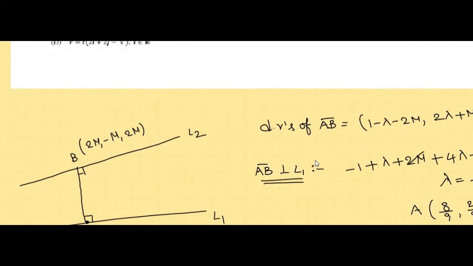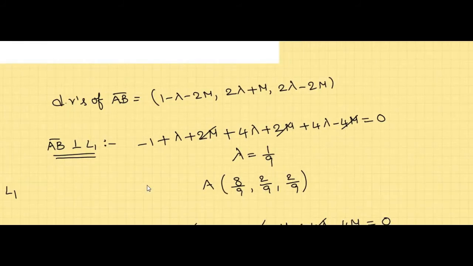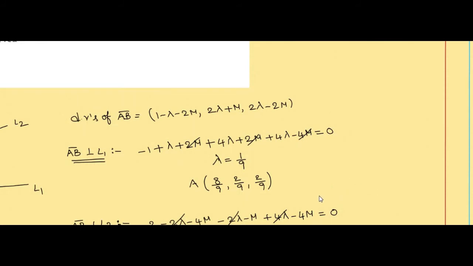In this case, what I do is, this is L1 and L2. I write a general point on L1 and a general point on L2. Afterwards, the line AB bar is perpendicular to L2 as well as L1. So we apply the condition that the DRs of AB bar are perpendicular to L1, using A1 A2 plus B1 B2 plus C1 C2 equals 0. Then lambda is equal to, luckily the mu got cancelled. To make the calculation much easier, they made it in such a way that mu gets cancelled. So lambda is equal to 1 by 9.